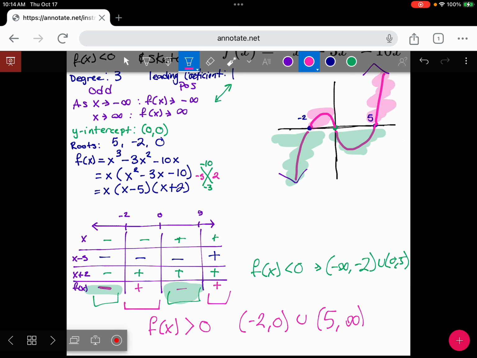There we go. So this guy, these guys, these guys. These guys are all related. I'm just trying to color code it so we can see it. Okay?